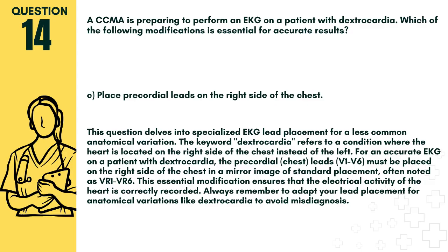on the right side of the chest in a mirror image of standard placement, often noted as VR1-VR6. This essential modification ensures that the electrical activity of the heart is correctly recorded. Always remember to adapt your lead placement for anatomical variations like dextrocardia to avoid misdiagnosis.